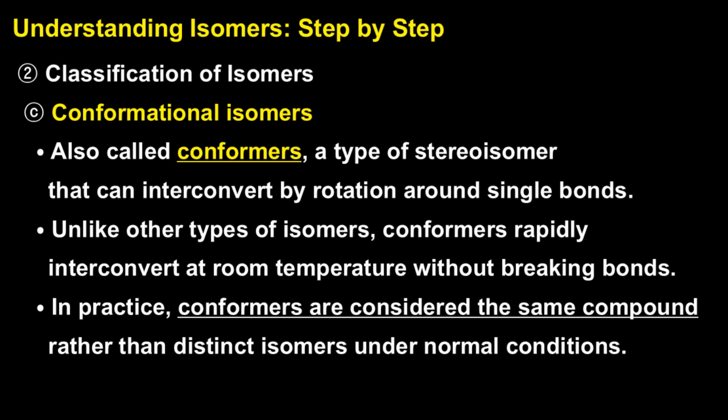Finally, let's talk about conformational isomers, or just conformers. What makes them unique is that they don't need to break any bonds to switch between forms. They just change shape by rotating around single bonds. In practice, we usually consider conformers as the same compound rather than distinct isomers under normal conditions. That's because they interconvert really quickly at room temperature. We only treat them as separate species when something like steric hindrance or low temperatures slows down their movement.